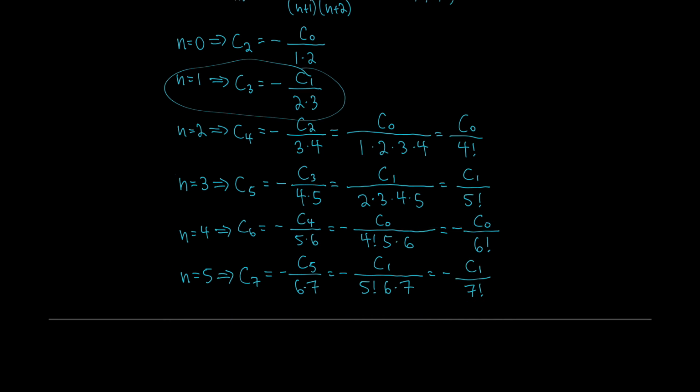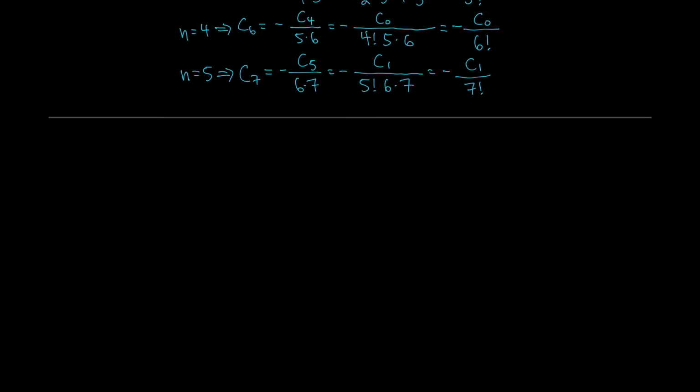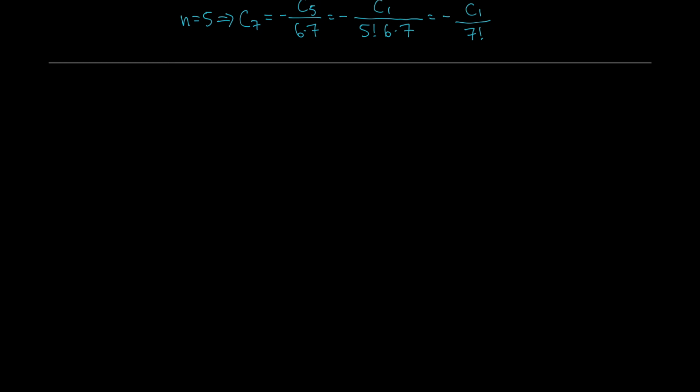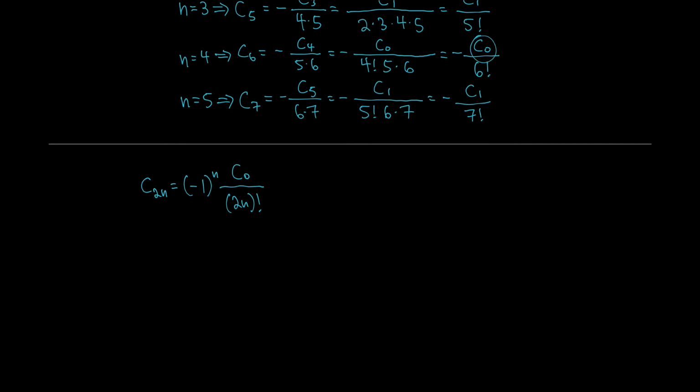So how about we write that? We could say that c2n for the even coefficients is alternating, so negative 1 to the n, and it's c0 on top, and 2n factorial on the bottom, because it was c0 in every single one of those. But for the odd coefficients, we have c2n plus 1, and that'll be alternating also, and then there's c1 on top, and 2n plus 1 factorial on the bottom, an odd factorial.